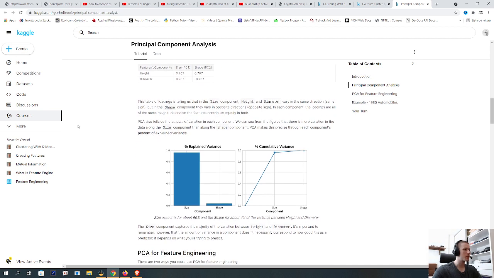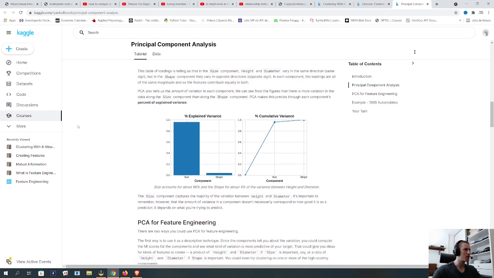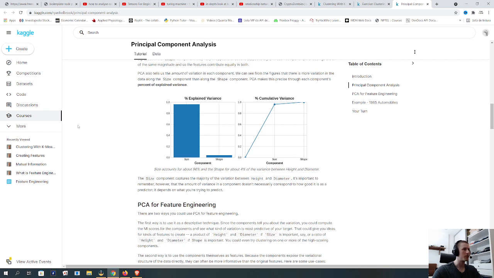This table of loadings is telling us that in the size component, height and diameter vary in the same direction, same sign. In the shape component, they vary in opposite directions. In each component, the loadings are all of the same magnitude, and so the features contribute equally. PCA also tells us the amount of variation in each component. You can see from the figures that there is more variation in the data along the size component than along the shape component.